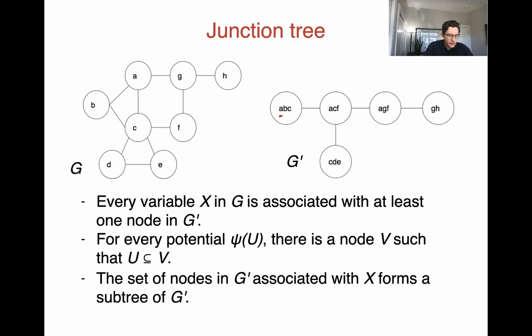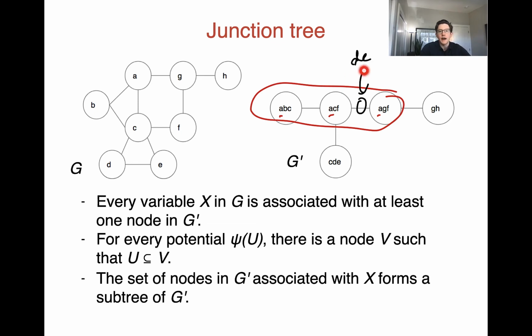That's these three here. It has to be the case that those three variables form a subtree in G'. That is, they have to all be connected, and there can't be any nodes that don't have A in between. So if we had some variable here, and this was over, let's say, DE, then that would violate this third property.